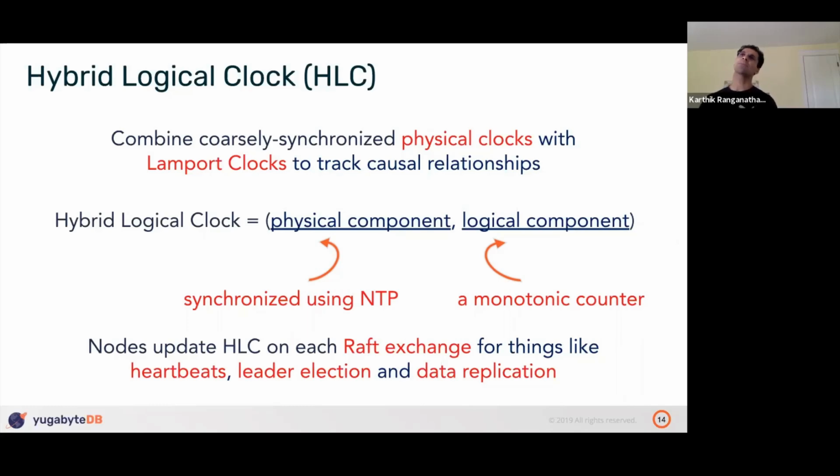But if I come back and tell you, how about a database which has 250 milliseconds? You're like, dude, are you kidding me? Why do I even need a database, right? So that's really not going to work.